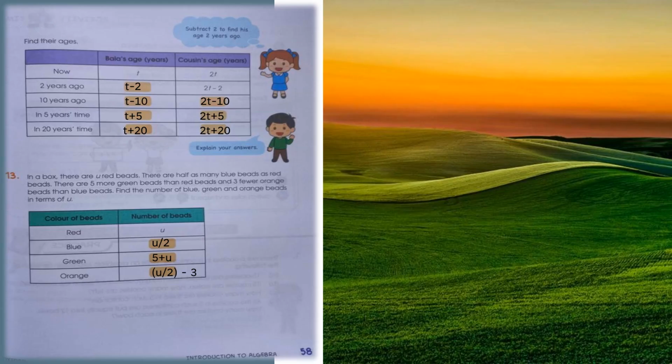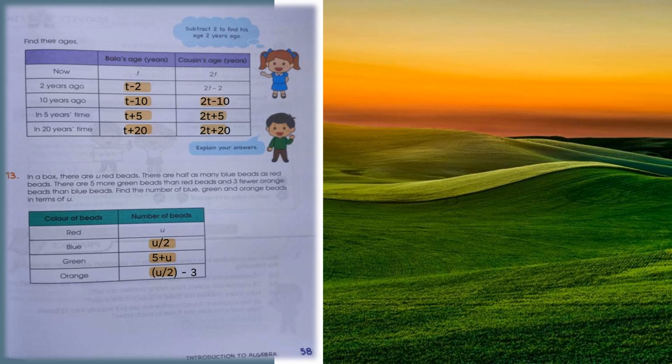We can also develop a table for Bala's and his cousin's age to represent different scenarios. Let's start with Bala's current age, which is T, and his cousin's current age is 2T because his cousin is twice as old as Bala. 2 years ago, Bala's age was T minus 2 and his cousin's age was 2T minus 2. 10 years ago, Bala's age was T minus 10 and his cousin's age was 2T minus 10. In 5 years' time, Bala's age will be T plus 5 and his cousin's age will be 2T plus 5. In 20 years' time, Bala's age will be T plus 20 and his cousin's age will be 2T plus 20.